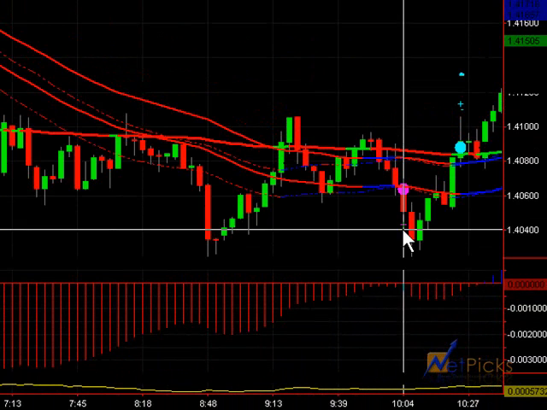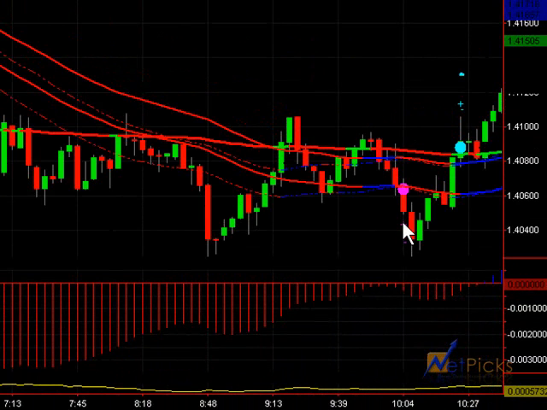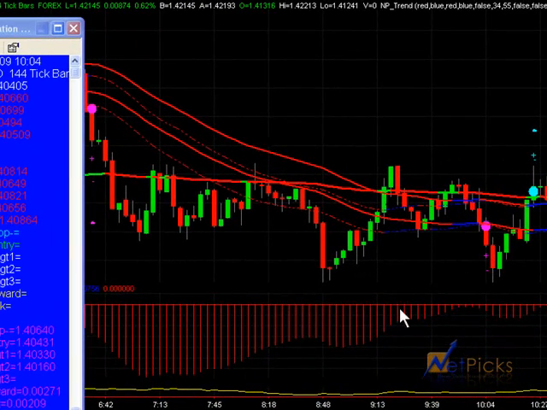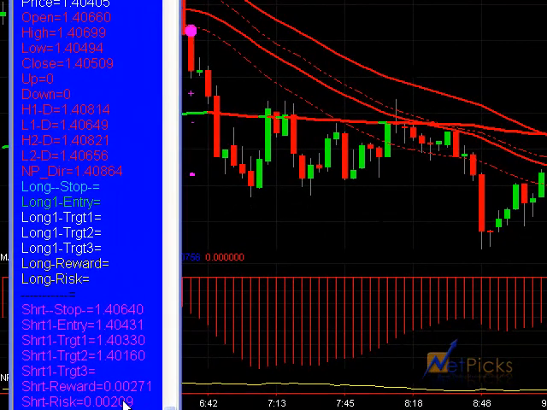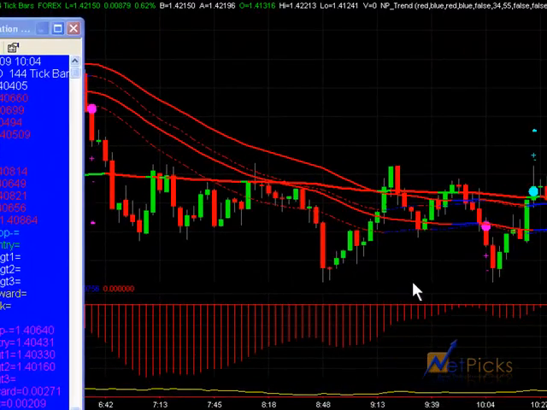Okay, now we do get one here, right? I think you'd all agree that's a setup. That's a setup here. But let's make sure that our risk-reward is right. 27 on the reward, 21 on the risk. Looks good to me. But it's going to stop out. But there's a couple things that happen here.